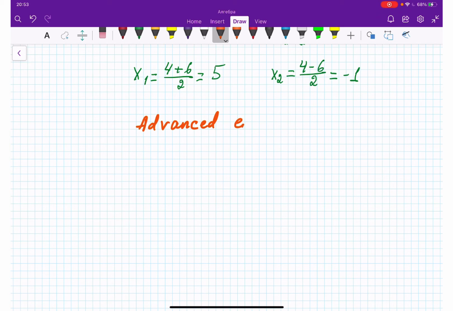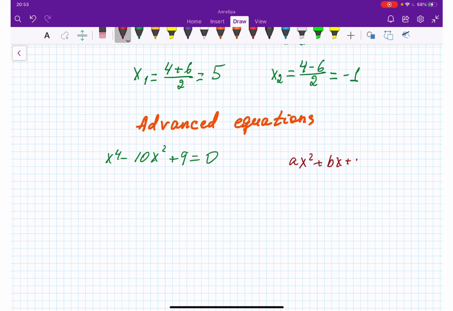Advanced equations. Well, and still quadratic equations, obviously. So we have x to the power 4 minus 10x squared plus 9 equals 0. We need to bring it down to the format ax squared plus bx plus c equals 0.